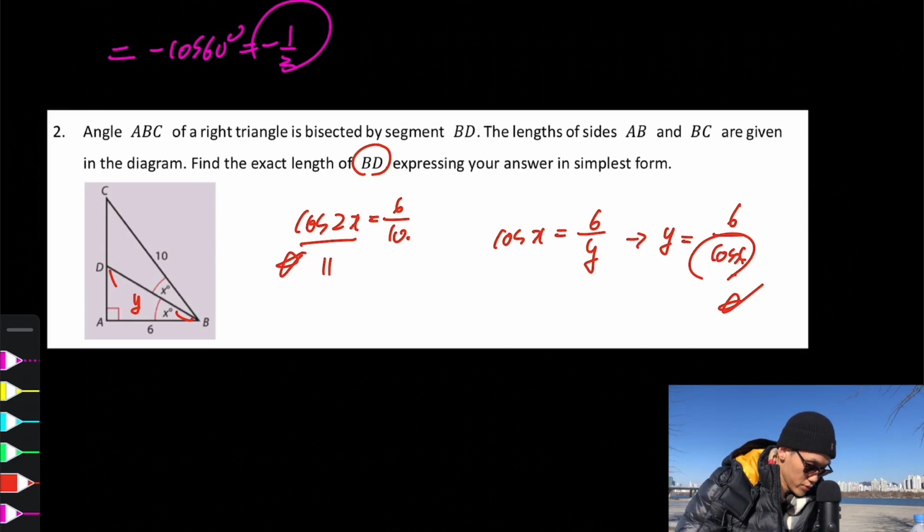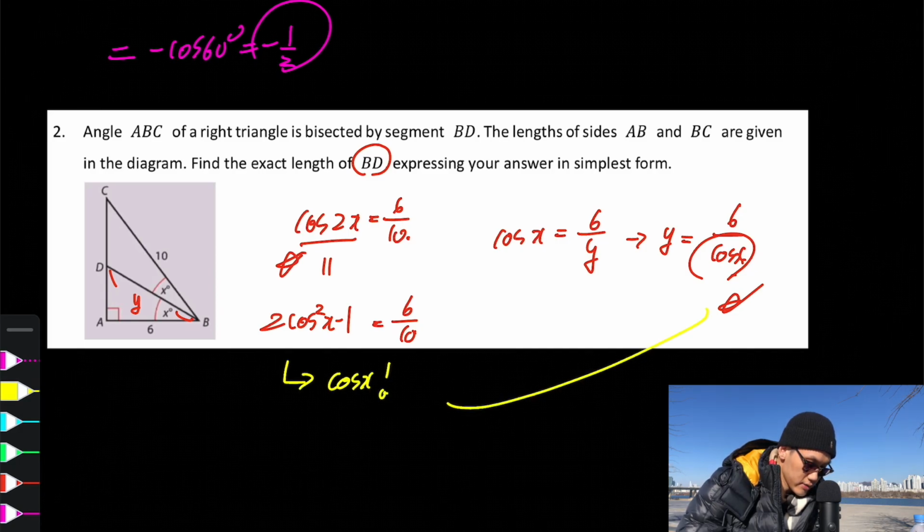So for me, I'm going to use 2 cosine squared x minus 1 equals 6 over 10. And oh, hold on a sec. That's very lovely, because I'll be able to get the cosine x value, and then I can simply substitute in. So when you look at the problem, the first half is that you know your tactics. You must be able to find the clue.